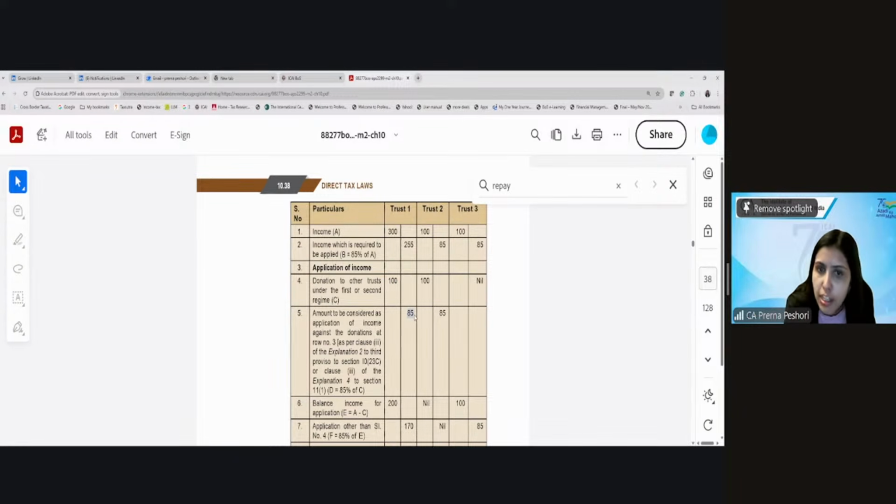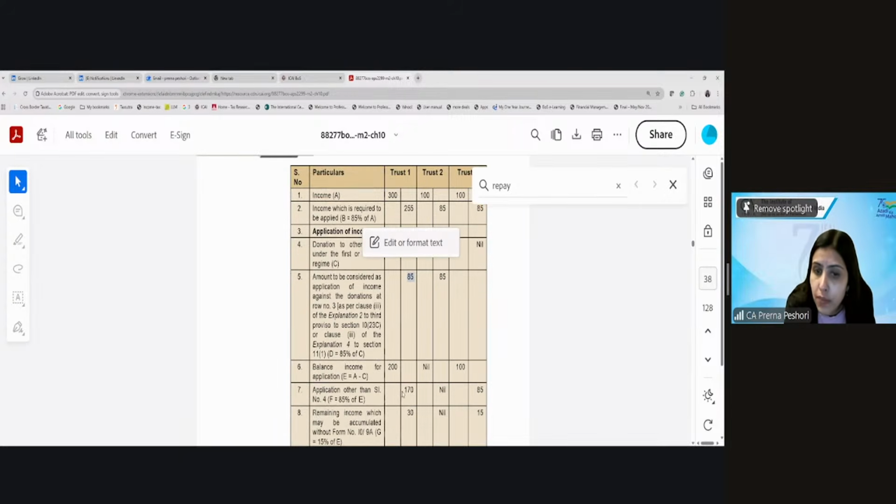So even though you consider 85 as the application of my income, you are requiring me to spend 170 as the other application. Are we getting this point? Yes. So therefore, what they are saying is the CBDT has given the circular which says that out of 255, if 85 you are considering as application, then 170 I have to further apply. But I don't have that much money because I have given 100 rupees, not 85 rupees, to another trust.